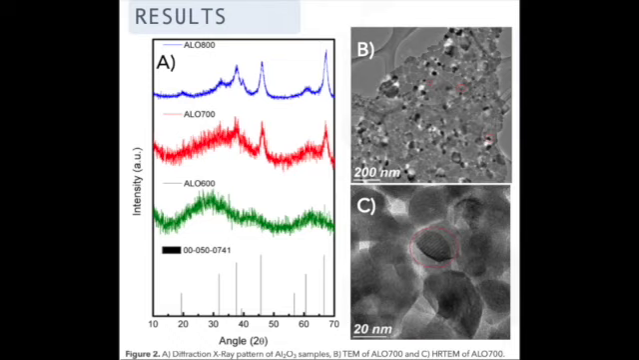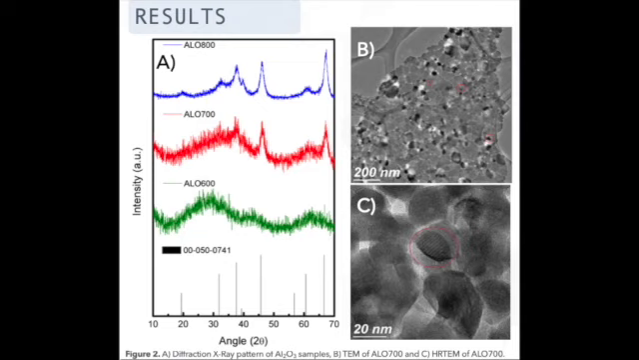Figure 1 shows the XRD pattern. The samples ALO 600 and ALO 700 in general show an amorphous structure due to the high carbon dot content. In contrast, ALO 800 shows high crystallinity caused by the low carbon dot content and high calcination temperature.